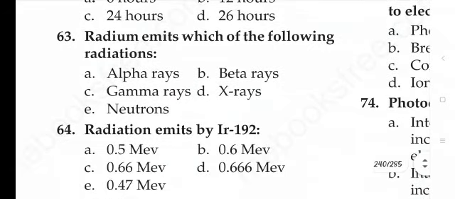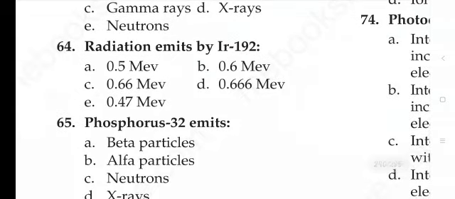Next question, radium emits which of the following radiation? Option A alpha rays, option B beta rays, option C gamma rays, option D X-rays, and option E neutrons. So the answer of this question is option A, option B, and option C, that is alpha rays, beta rays, and gamma rays.